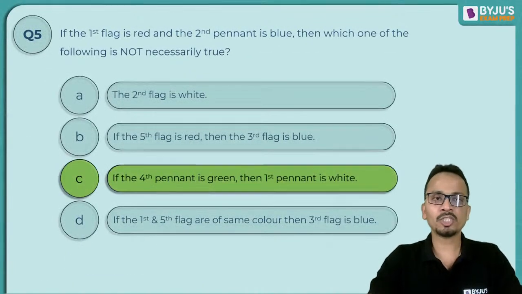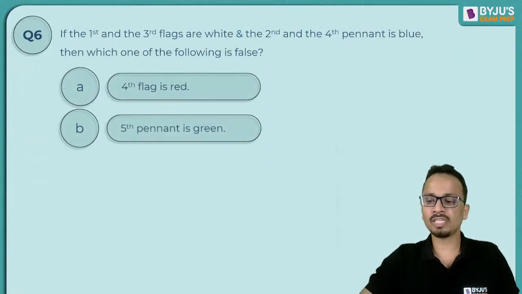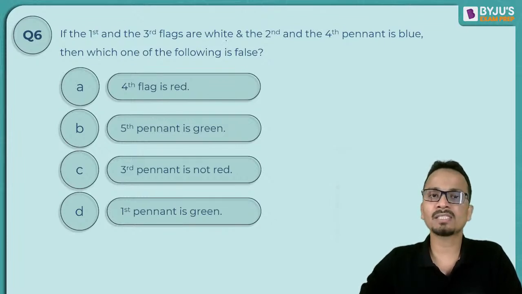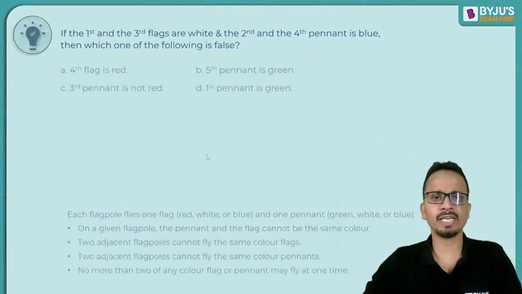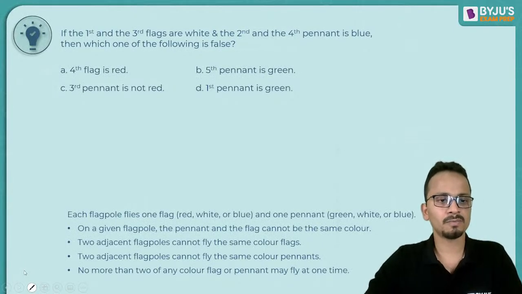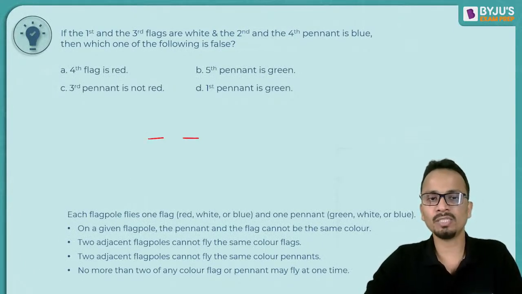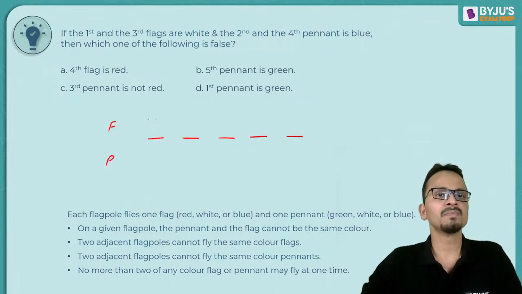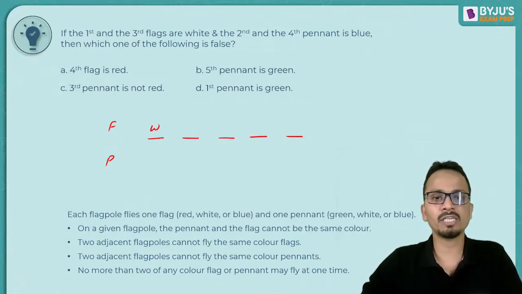Okay? Now let's move on to the last question of this set and last question for the day. If the first and the third flags are white and second and the fourth pennant is blue, then which one of the following is false? Let's straight away get into solving this question. So 5 poles, 1, 2, 3, 4 and 5, flags and pennants. If the first and third flags are white, so flags first and third are white, second and fourth pennant blue.